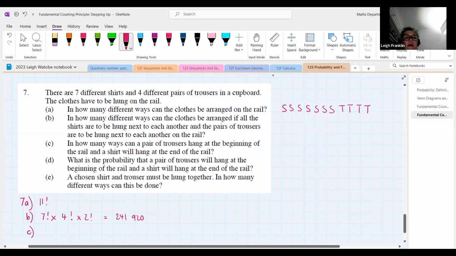Question C. In how many ways can a pair of trousers hang at the beginning of the rail and a shirt hang at the end? In how many ways can a pair of trousers hang at the beginning of the rail and a shirt at the end? So one of you sent me an answer. In how many ways can a pair of trousers hang at the beginning?